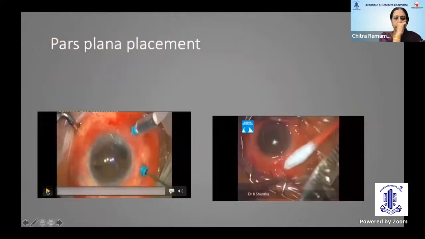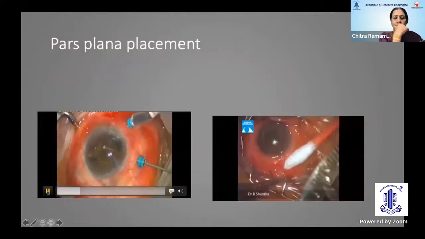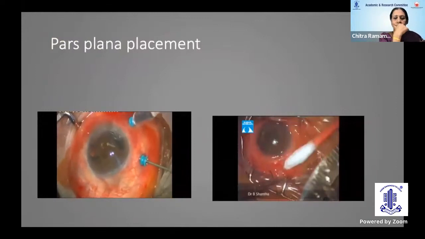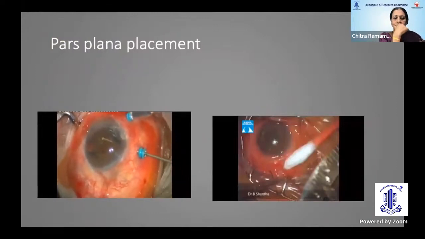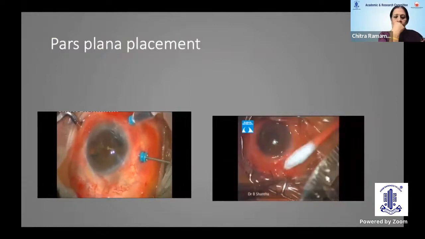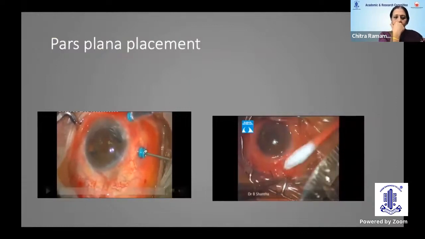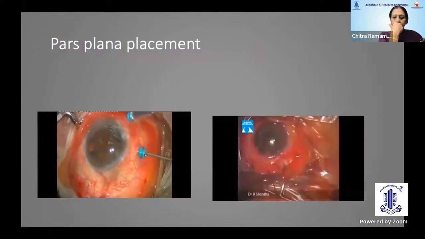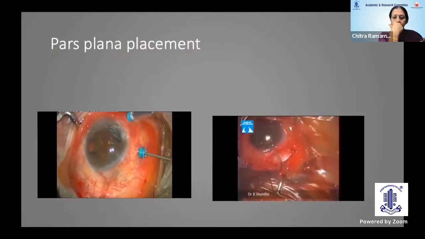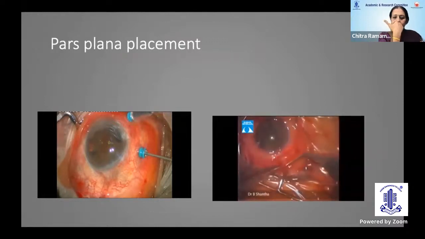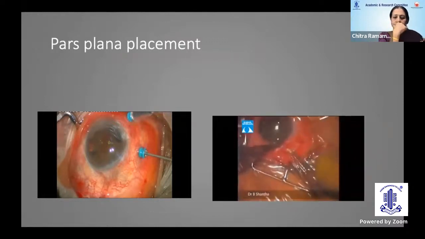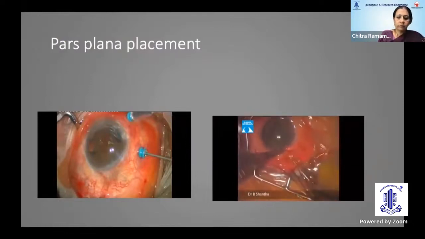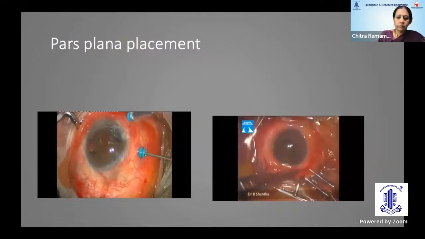So pars plana placement requires a good vitrectomy, and once the tube is implanted, the end of the tube has to be carefully visualized, and any vitreous which is entering the tube has to be cut in order to prevent blockage. This is the pars plana insertion of the tube. The entry is made about 3 millimeters posterior to the limbus. The needle is inserted, 23 gauge, and then the tube is inserted so that it goes behind the plane of the iris and can be visualized. The rest of the procedure remains the same.